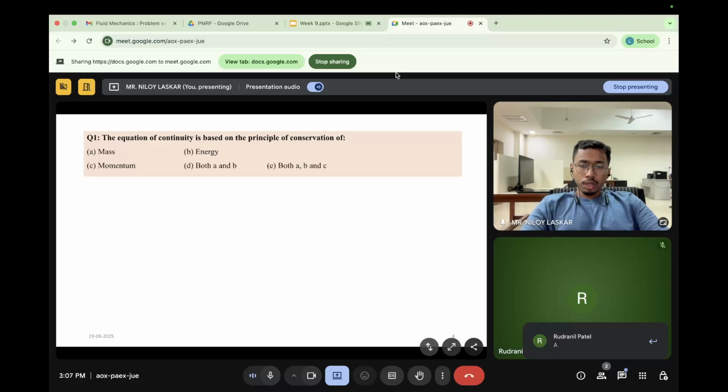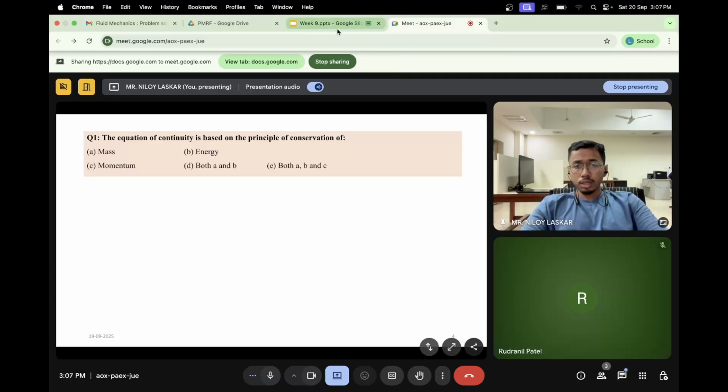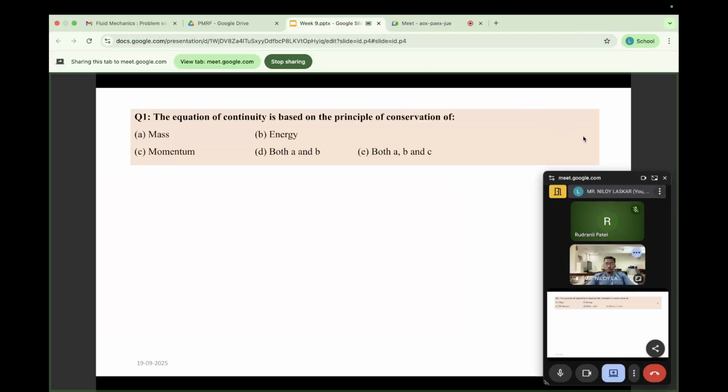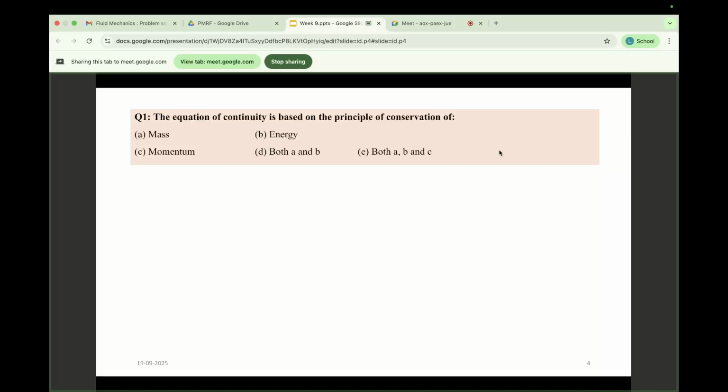Rudronil has answered option A, that is mass. Okay, good, Rudronil. Yes, the correct option is option A. I will explain this question in detail.